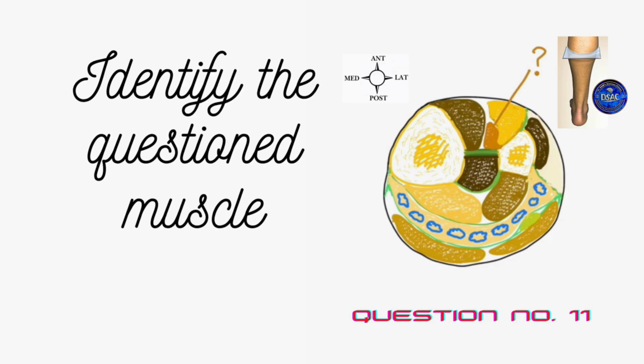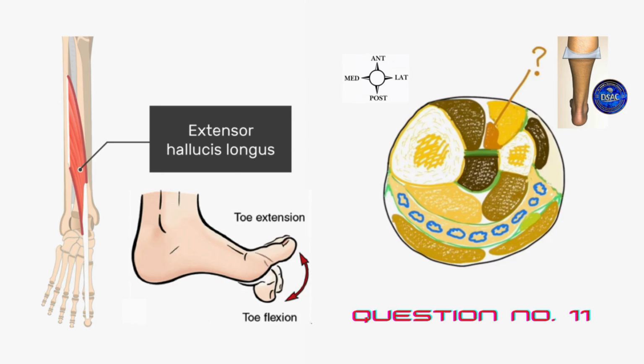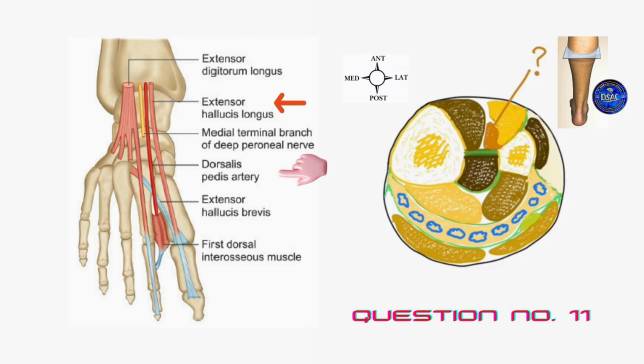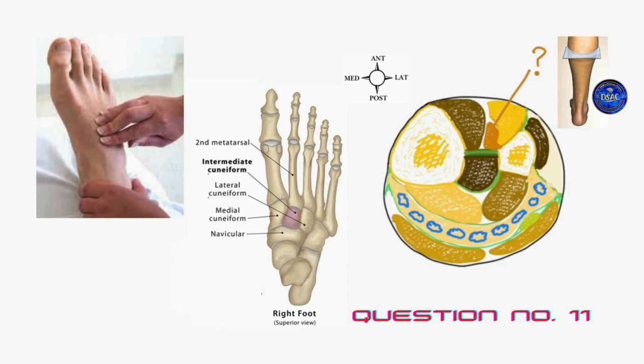Identify the questioned muscle. This muscle is extensor hallucis longus, powerful extensor of greater toe. Dorsalis pedis artery is palpated lateral to the tendon of this muscle, over the intermediate cuneiform bone.